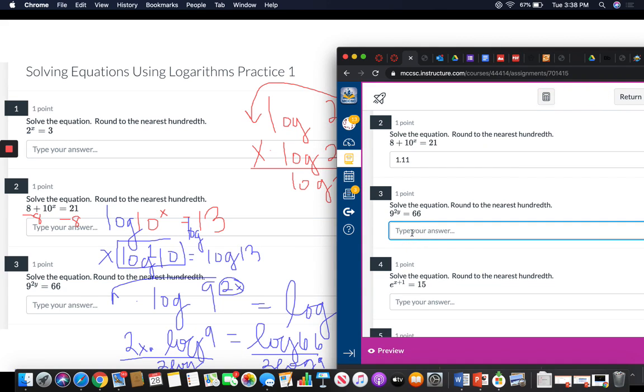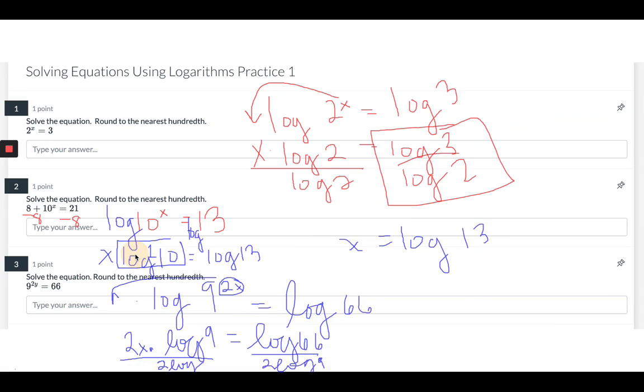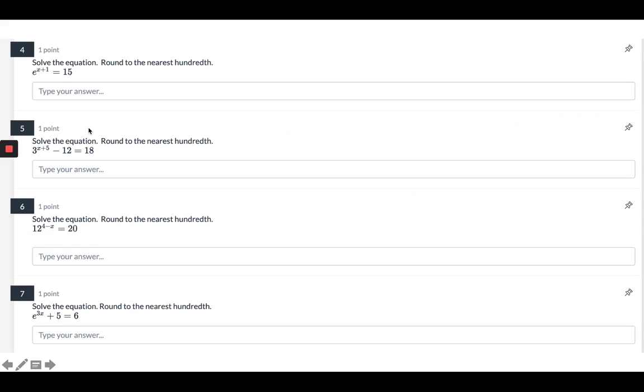So go ahead and type that in, 0.95. All right, so number 4, same idea except for choosing e. Just remember e is a number. All right, so on this one, because it's e, you can use log base 10 or log base e.